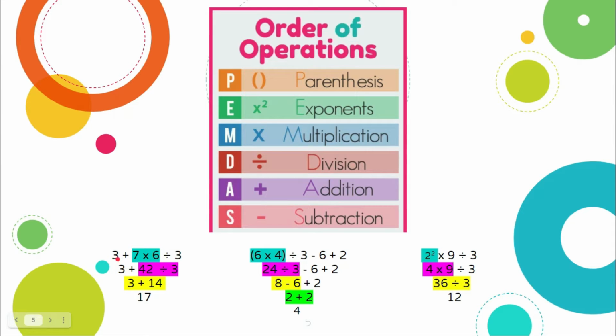The first one, 3 plus 7 times 6 divided by 3. So we check using PEMDAS.